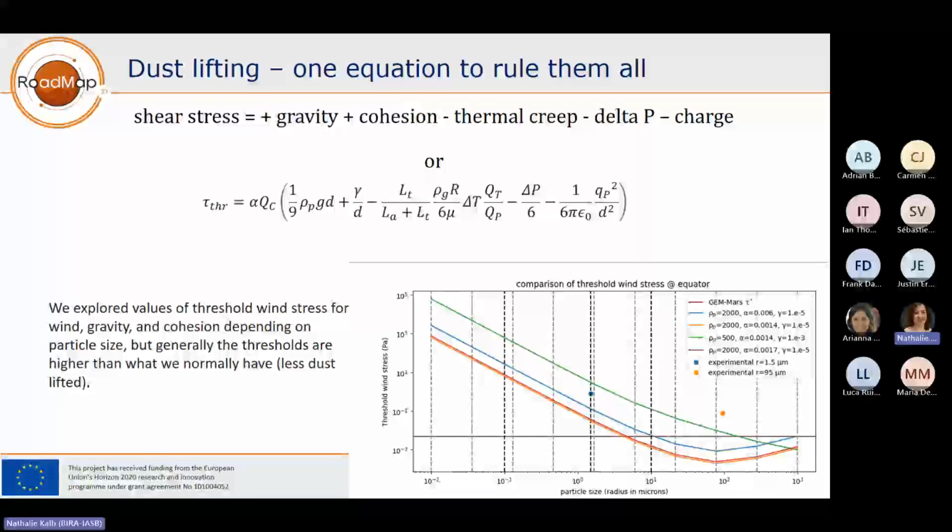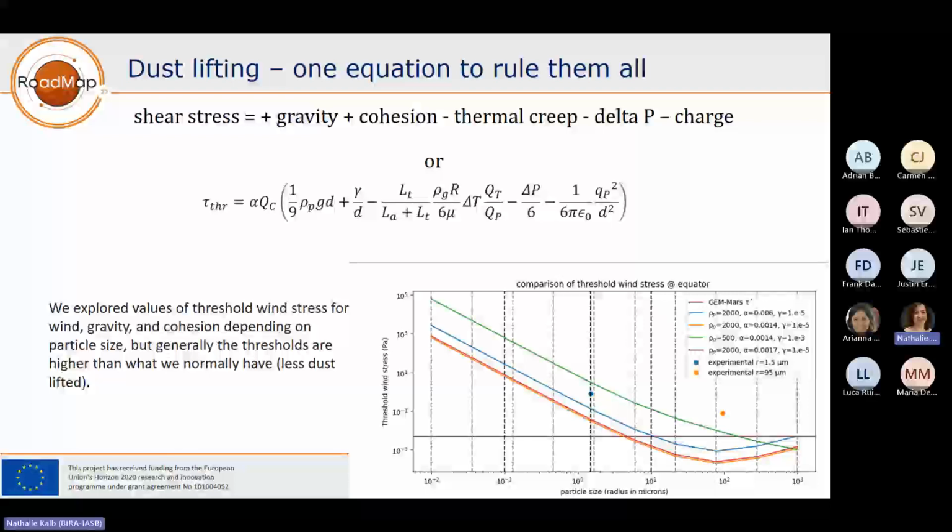This is from this again. This is all roadmap work. Gerhard and John gave me one equation to rule them all for the lifting of dust. It was a great summary of the things that can affect the shear stress: gravity, cohesion, thermal creep, delta P, and charge. They talked all about that.